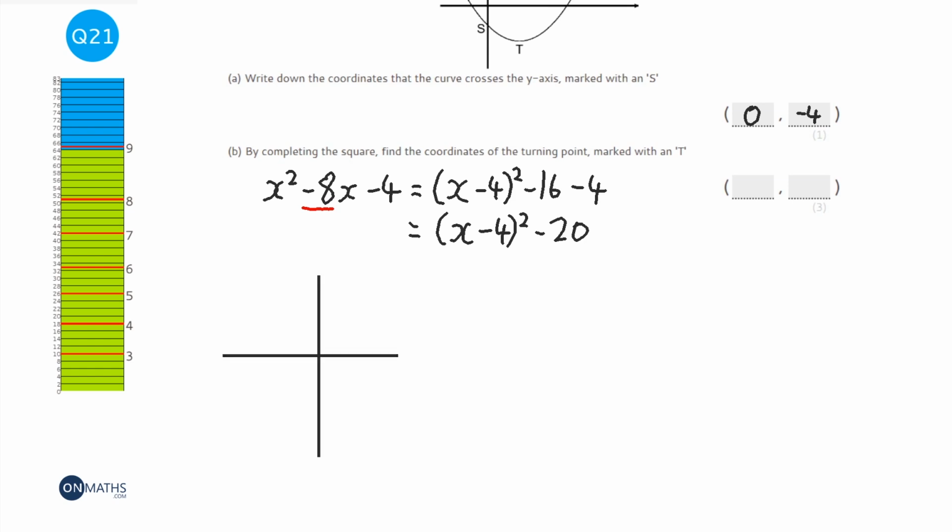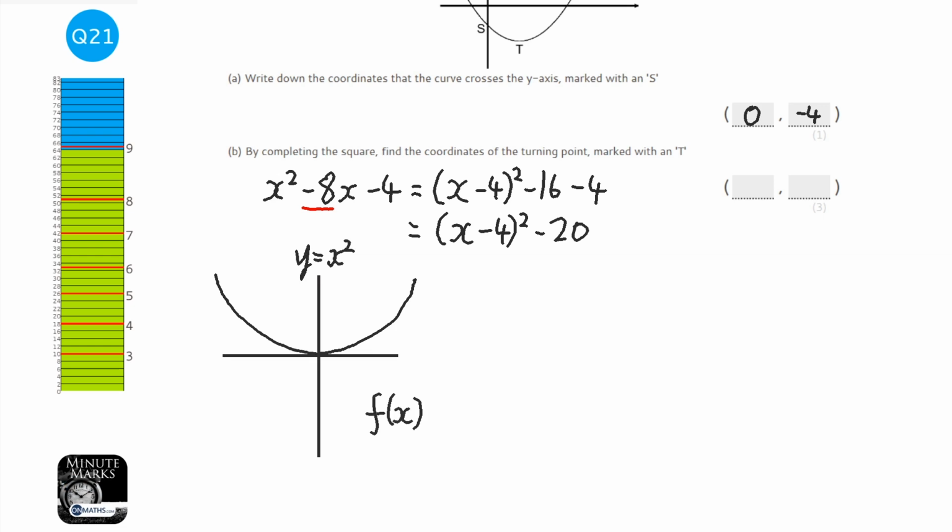Okay, y equals x squared looks something like this, and I'm going to do a really bad job of drawing this, but something like this, okay? And that's y equals x squared. So if you think about that function, and we're going to call that f of x, then what's happened between that and the one that we've just created? Well, in terms of f of x, this one is going to be f, which is the function of squaring, of x minus 4, okay, and we're going to square it, take away 20.